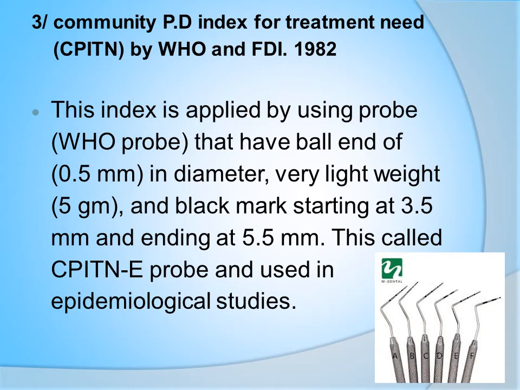This probe, as you can see in the picture below, is a very long one with a blind end, which has a ball at the end 0.5 millimeter in diameter. It's very light in weight and needs a very gentle strength. The power used to move this probe in the sulcus is just 20 grams. So it's a very gentle movement to know if there is a periodontal disease.